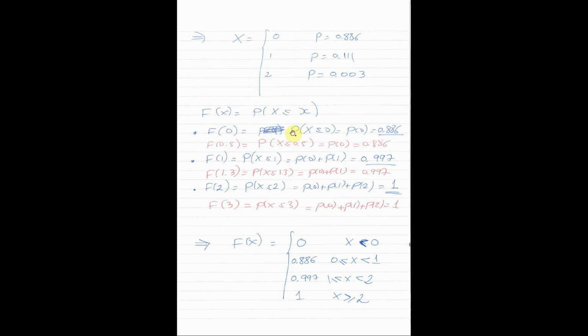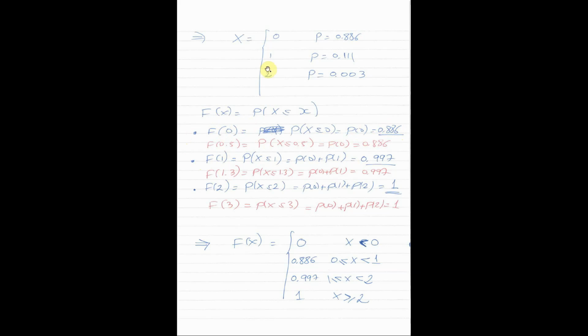By definition here, it's the probability that the variable is less than or equal to 0. But 0 is the first possible value. Do we have any values for x less than 0? We don't. So the probability that x is less than or equal to 0 is the same as the probability of 0 itself, 0.886. So the first cumulative is always the first probability. Now, I will comment on the red equations later.